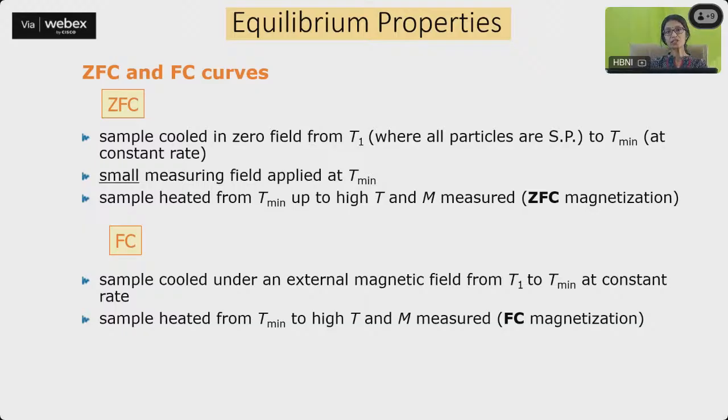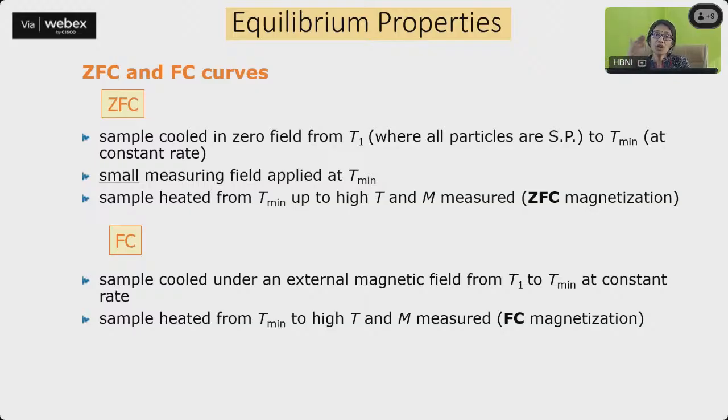So what you do is you take a sample and you cool it in zero field from T1, where all the particles are superparamagnetic, to a T minimum, and this is done at a constant rate. Then you apply a very small measuring field at this minimum temperature, and then you heat the sample from this minimum temperature up to a high temperature and measure the magnetization value. So this is known as a zero field cooled measurement.